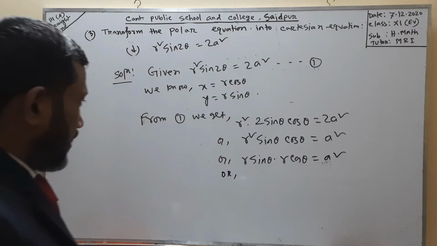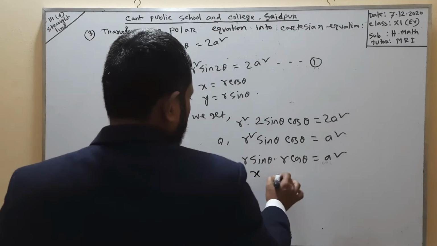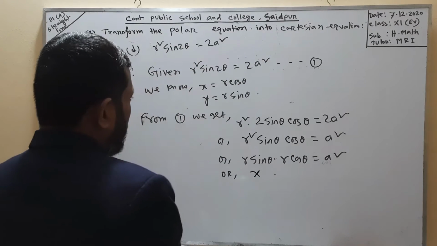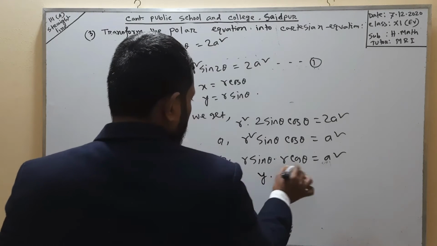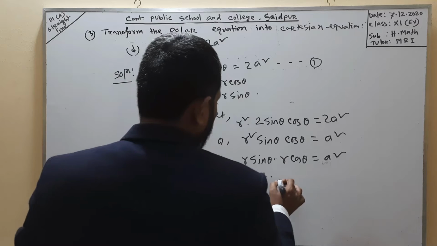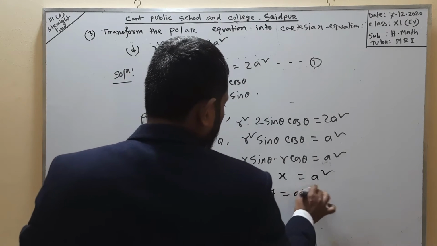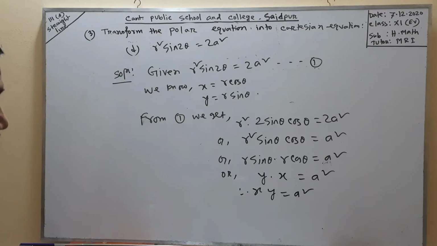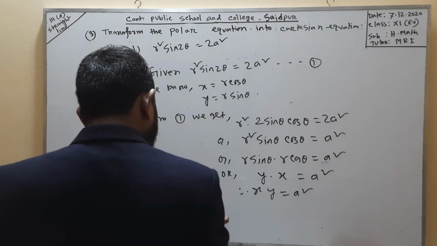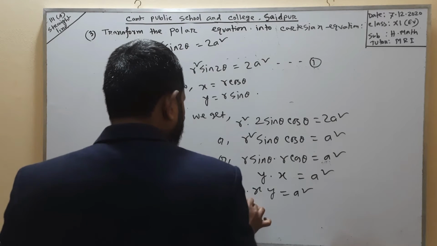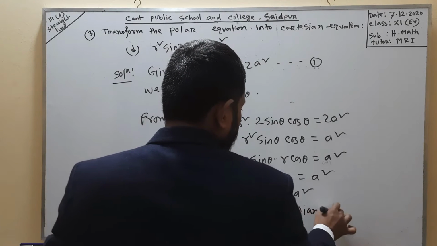Dear student, you know r sin theta is equal to y, and r cos theta is equal to x, so xy is equal to a square. This is the Cartesian equation.